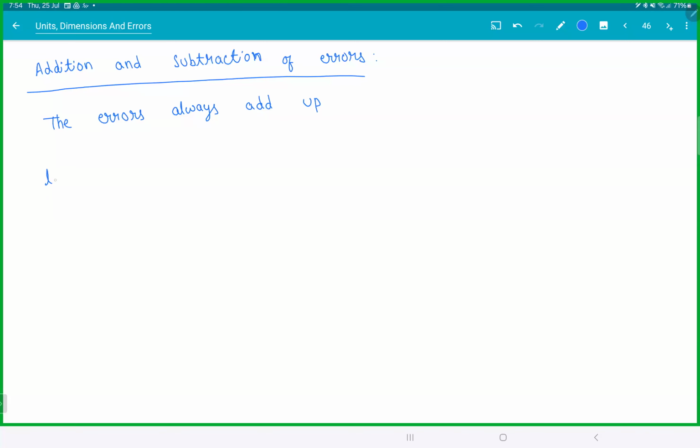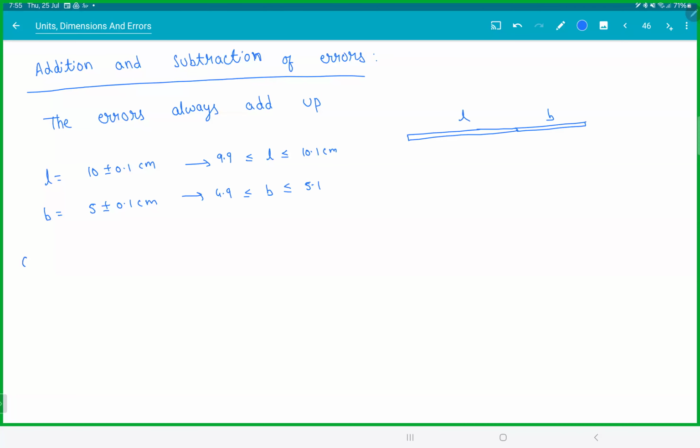So let's say you have 2 rods, L is 10 plus or minus 0.1 centimeter. B is 5 plus or minus 0.1 centimeter. The meaning of this is this length can be anywhere between 10.1 to 9.9. This B can be anywhere between 5.1 to 4.9. So you're trying to construct a rod of length L and another rod, B. We are trying to join 2 rods.